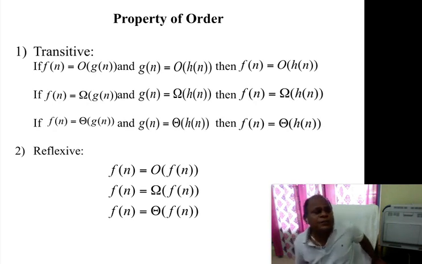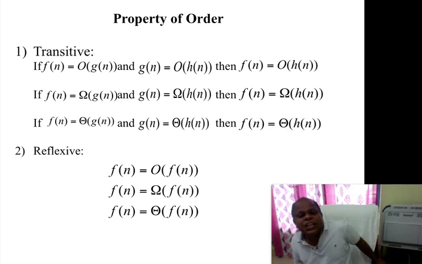Hence, regarding the properties of order functions: the order function is transitive. That means if f(n) is big O of g(n) and g(n) is big O of h(n), then f(n) is big O of h(n). Second, if f(n) is equal to omega of g(n) and g(n) is omega of h(n), then f(n) is omega of h(n). If f(n) is equal to theta of g(n) and g(n) is equal to theta of h(n), then f(n) is equal to theta of h(n).